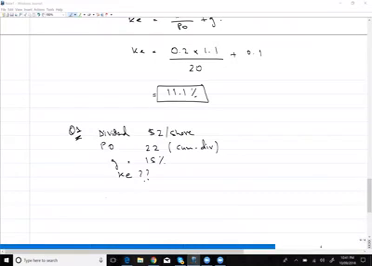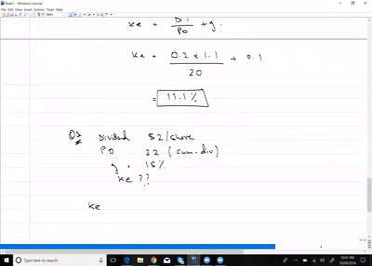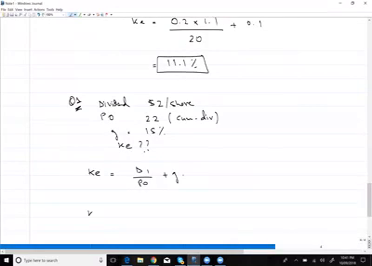Is it 25%? How much? 25.4? No, it should be 26.5%. We have to compute KE using DVM, that is D1 over P naught plus g. So KE is equal to D1, and D1 is the next year dividend.